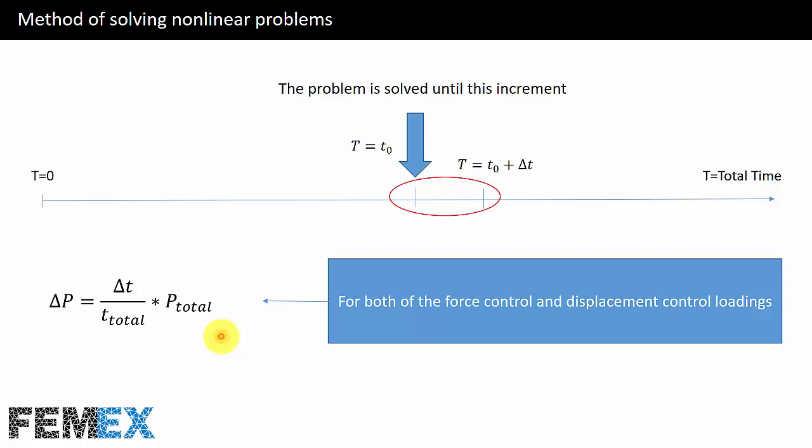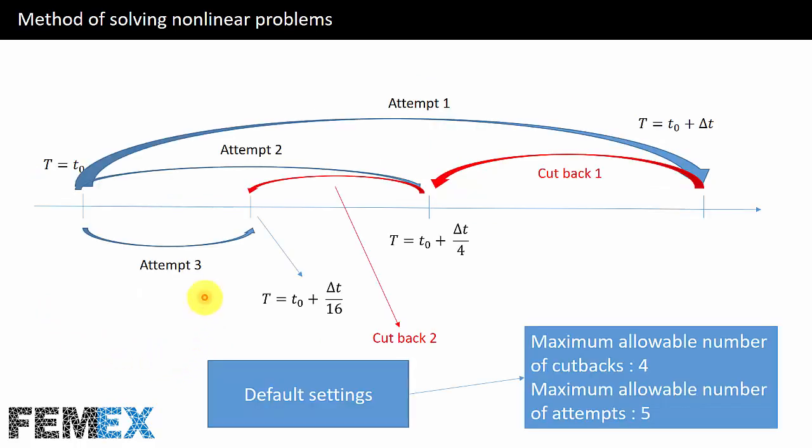If the loading is force control, we have fraction of force and the total force, and for the displacement control loadings, we have fraction of displacement and the total displacement. And now I want to explain the method of determining the attempts for solving nonlinear problems.